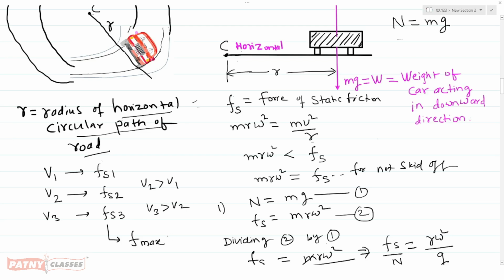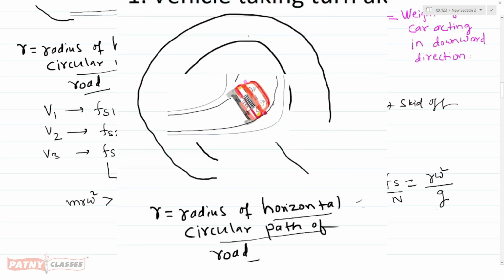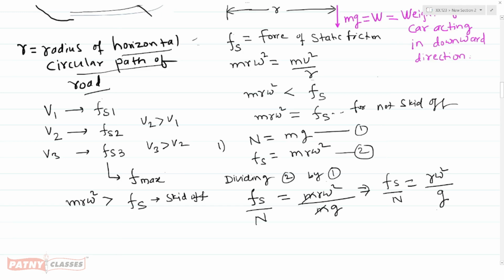So we cannot increase the speed of the vehicle beyond a particular limit. If you increase the speed beyond a limit, what will happen? The centripetal force will be greater than the force of static friction and the vehicle will skid off. Therefore, you should not increase the speed of the vehicle beyond a limit for safely driving along the horizontal curved path. There is a limit to increase the speed, because there is a limit for the magnitude of the static friction.